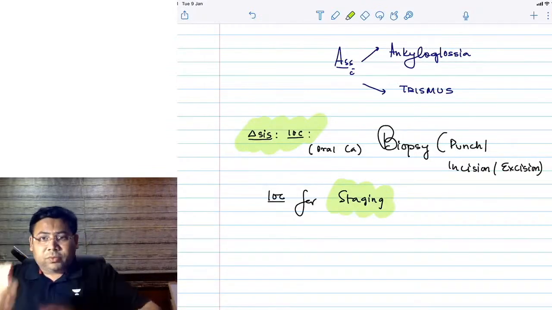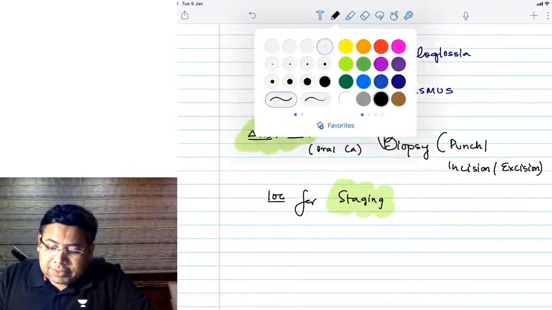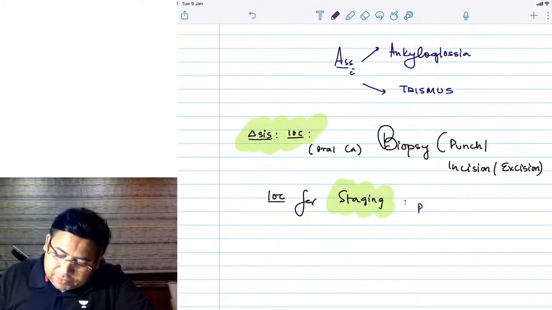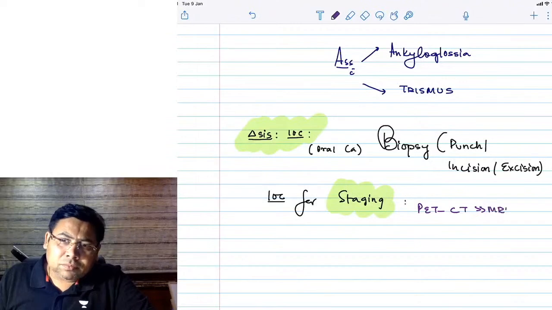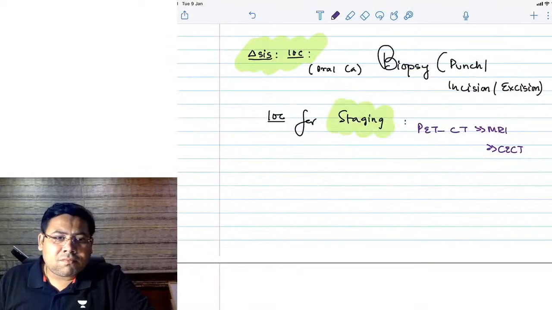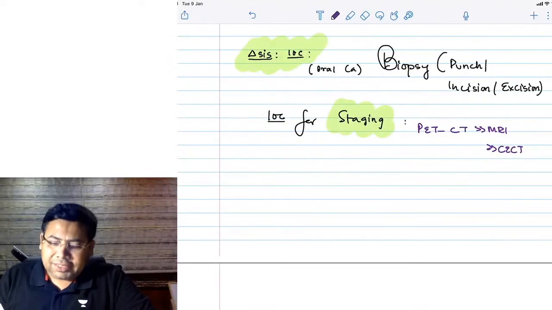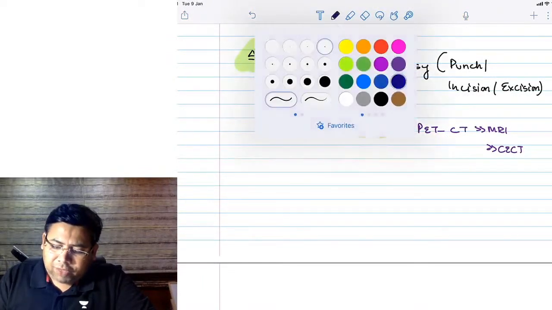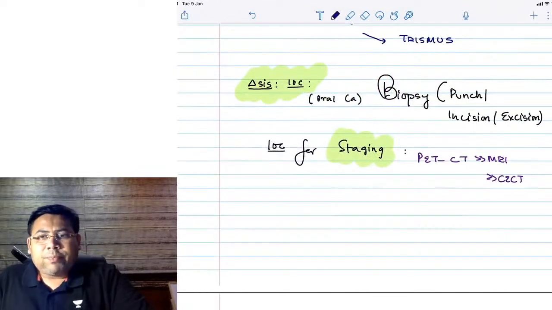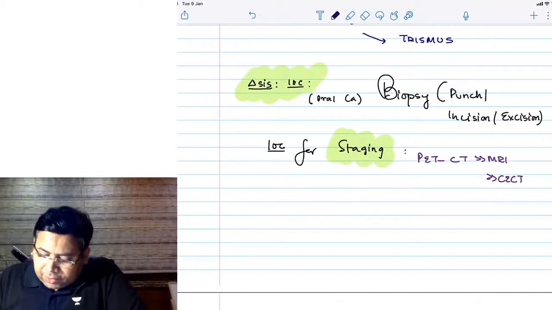For staging, tell me students. Answer is PET CT is the best. Better than MRI. Better than CT. Is that clear? The next very important thing that we all have to understand is that PET CT is greater than MRI. Now staging.